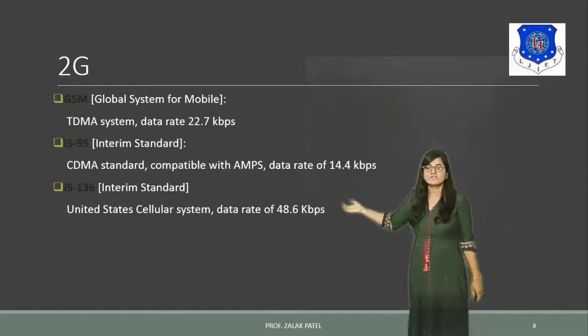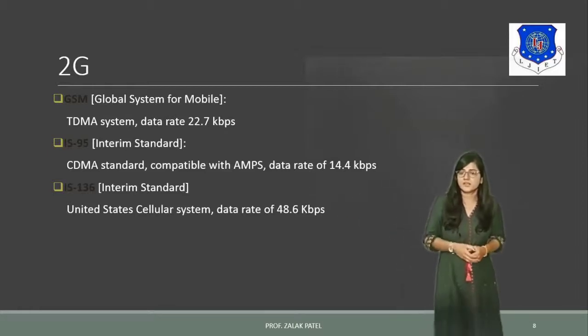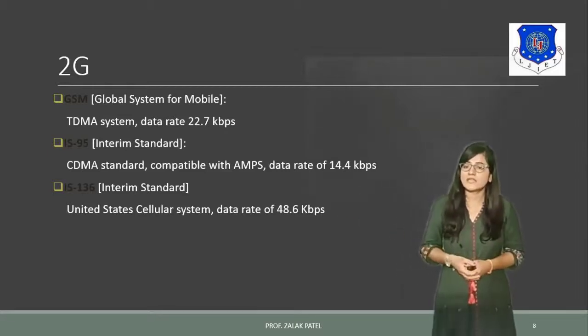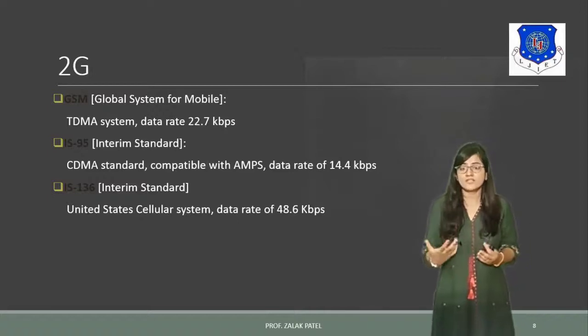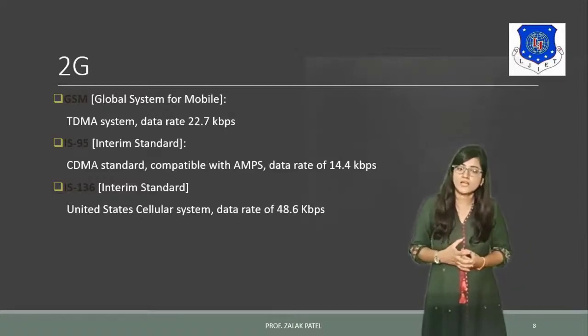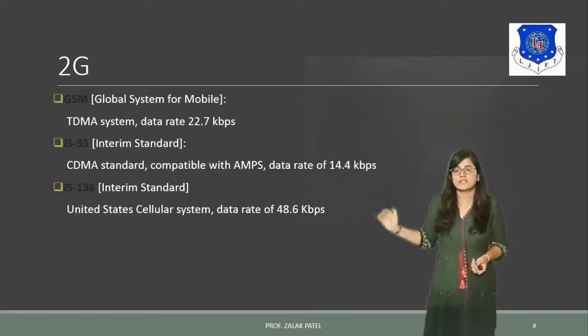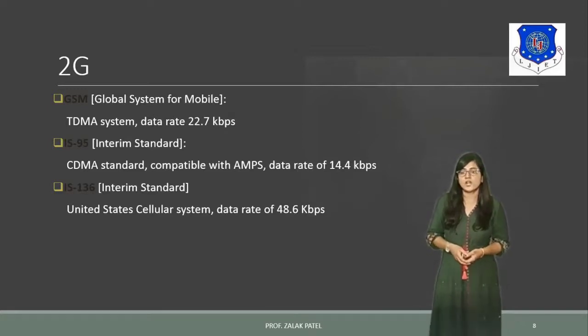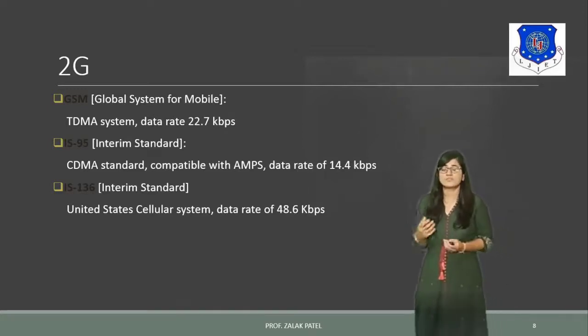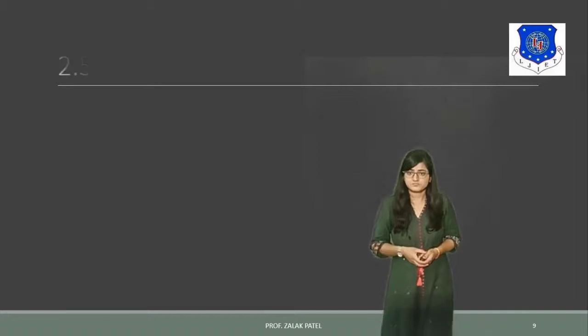Next one is IS-136, Interim Standard 136. It is based on the United States cellular system with an increased data rate of 48.6 kbps. So these are all the second generation standards. They are based on digital modulation.